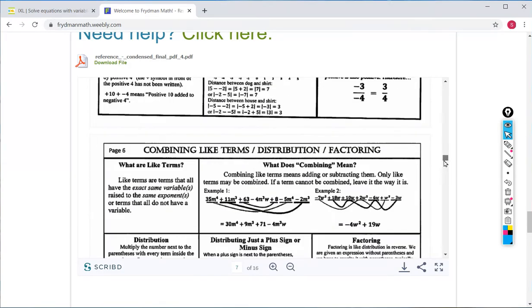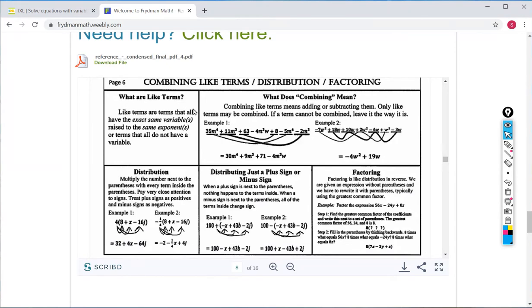Let's just read through a little bit. We're not going to read every little thing. So like terms are terms that all have the exact same variable or variables raised to the exact same exponent or exponents, or terms that all do not have a variable. So for example, this term over here is a like term with this term over here because they both have m to the 4th power.